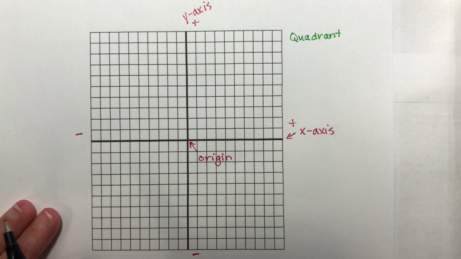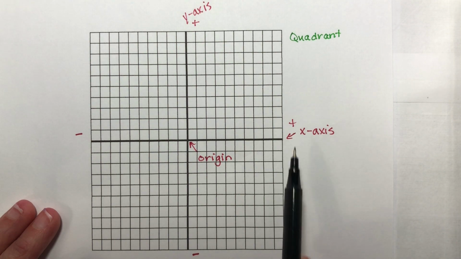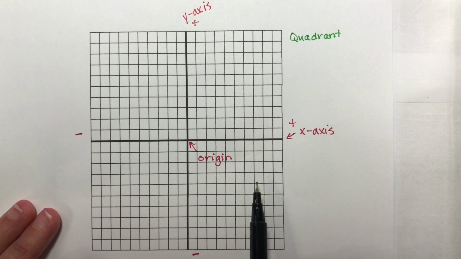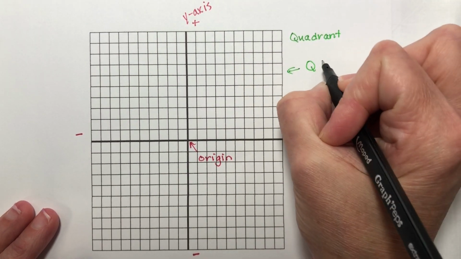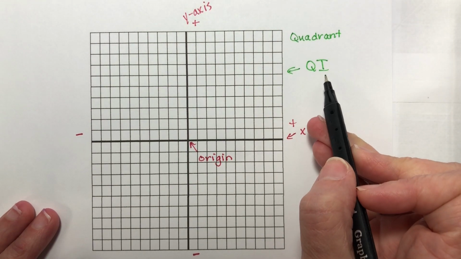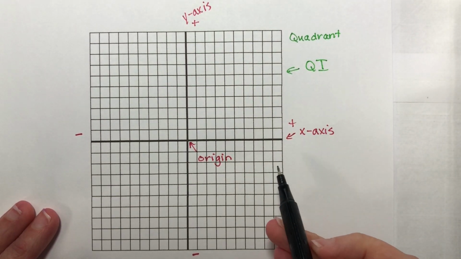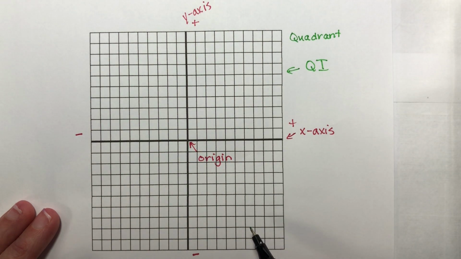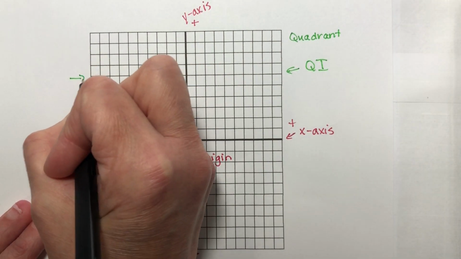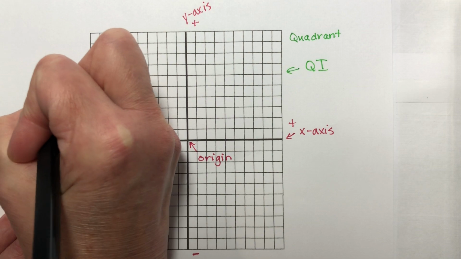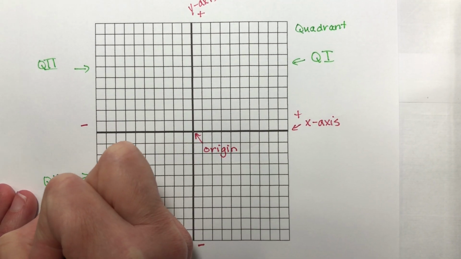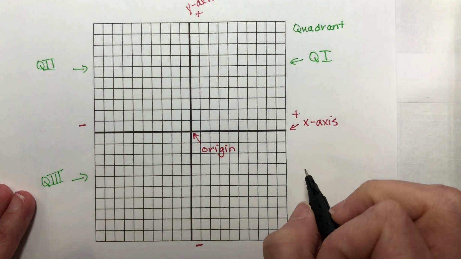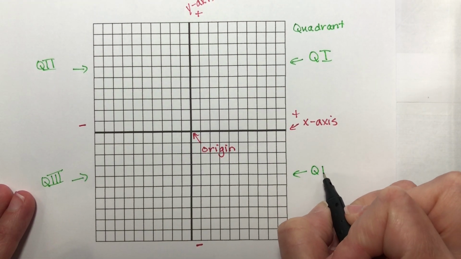Now, I don't know why this notation was chosen. I do not know why somebody made these decisions, but here's how they go. This quadrant is called quadrant 1. We use Roman numerals, quadrant 1. I do not know why we go counterclockwise, but we do. This quadrant is quadrant 2. Again, Roman numerals. This one is quadrant 3. This one is quadrant 4.